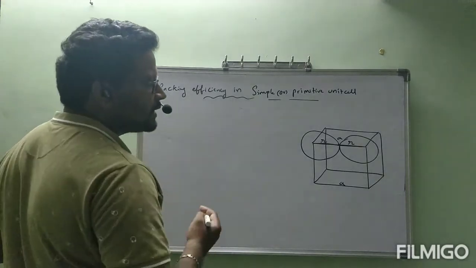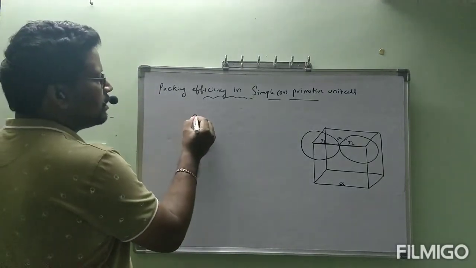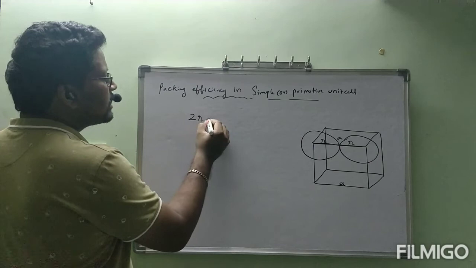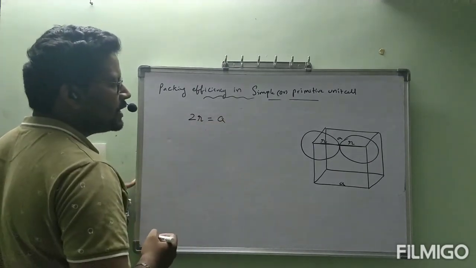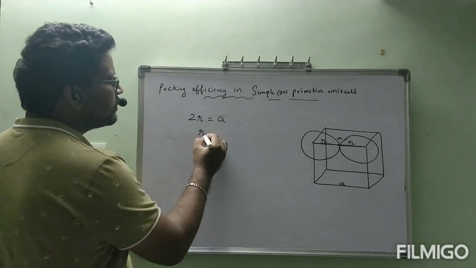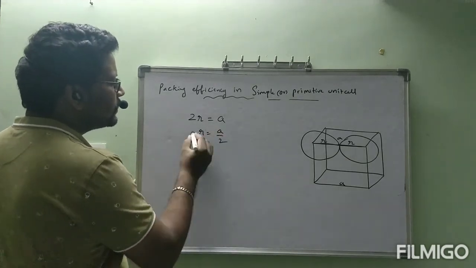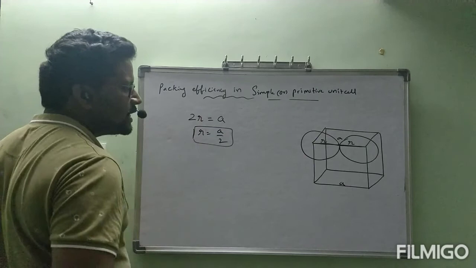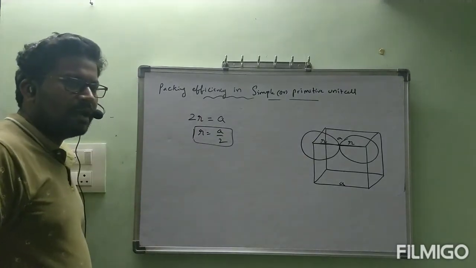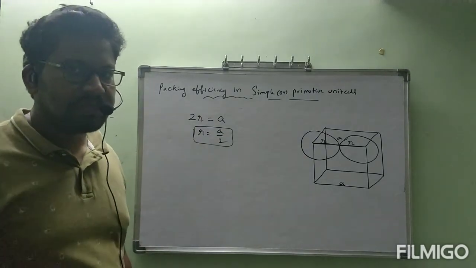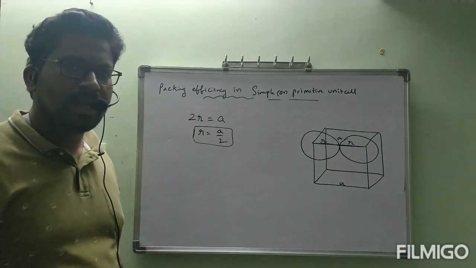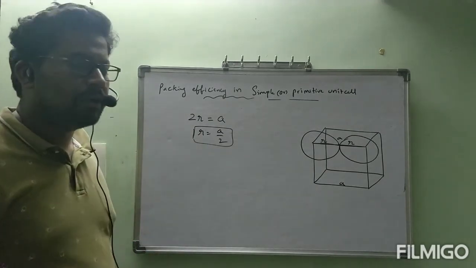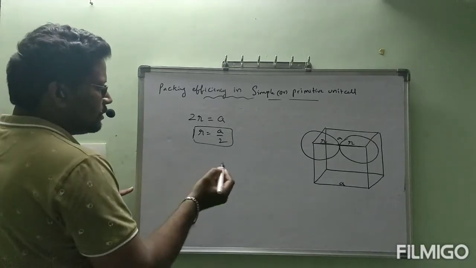Now simply we can write r plus r, 2r is equal to a. Relation between r and a is 2r is equal to a, r is equal to a by 2. For getting this relation only, in the last two calculations we have done that much. But in simple primitive unit cell, simply we got the relation between r and a. r is equal to a by 2.